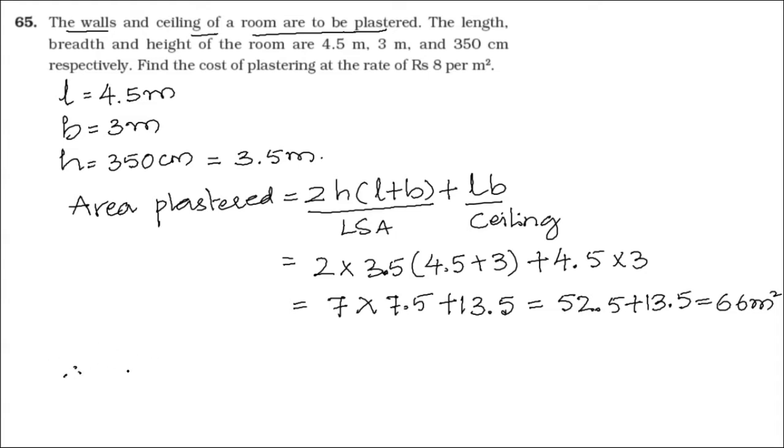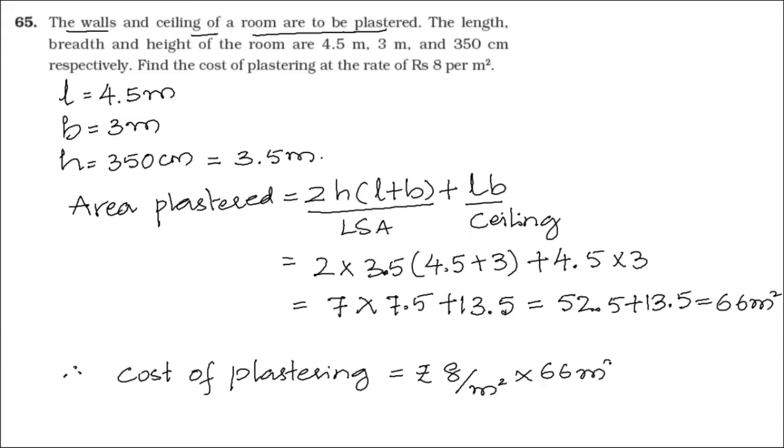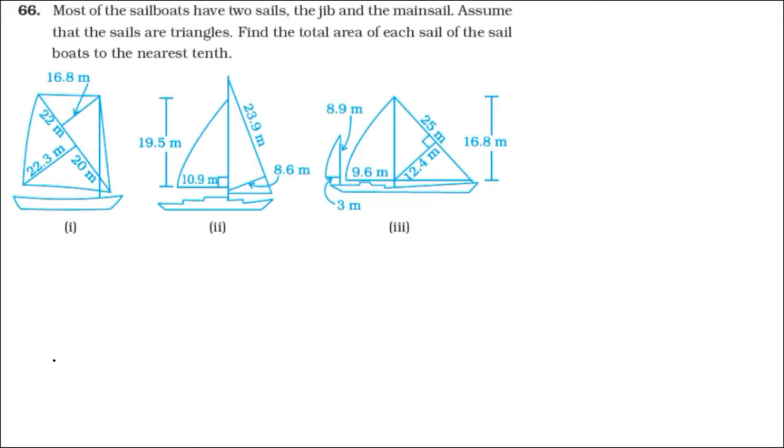Therefore, the cost of plastering will be equal to the rate of plastering. It is rupees 8 per meter square multiplied by 66 square meters. We get the total amount to be 528 rupees. Question number 66.